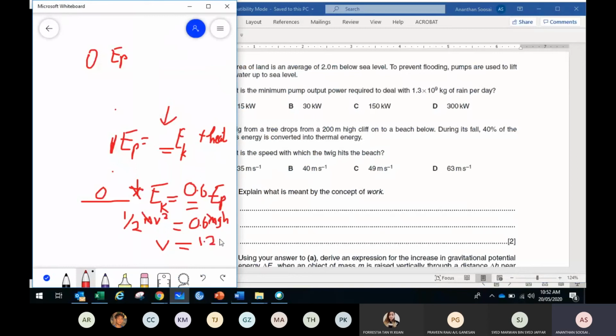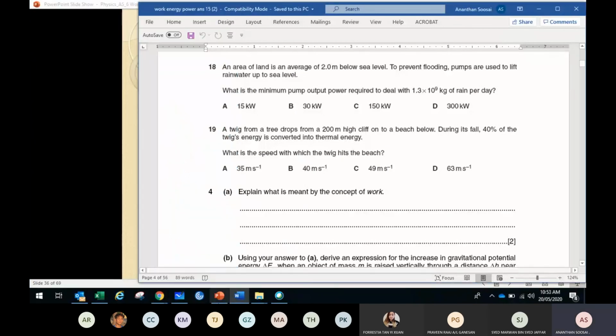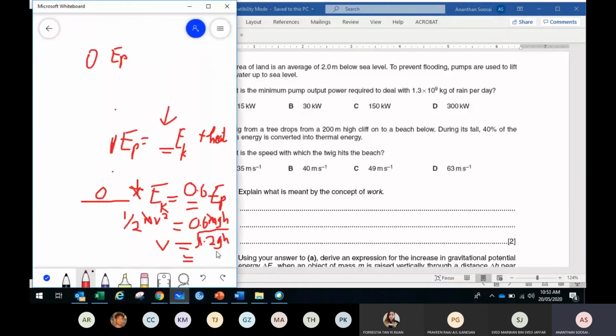v is the square root of 1.2 times g times h. Has anyone got the answer? How many meters per second? v equals the root of 1.2 times 9.81 times height. The height it was dropped from is 200 meters. So this should be your answer.